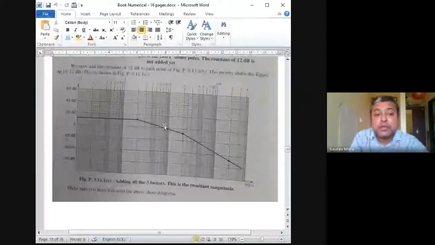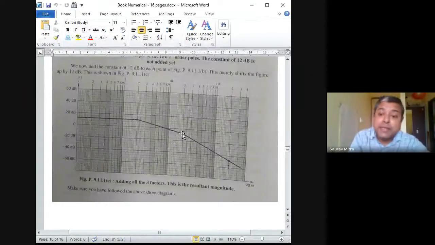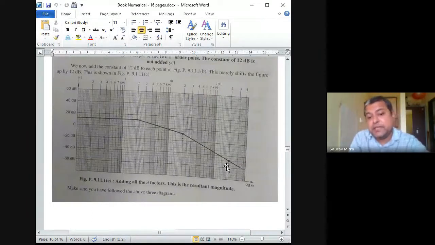Second point is 2 comma 12. Third point is 20 comma minus 8. And fourth point is 200 comma minus 48. So this point is 200 comma minus 48, and it will be extended up to infinity.